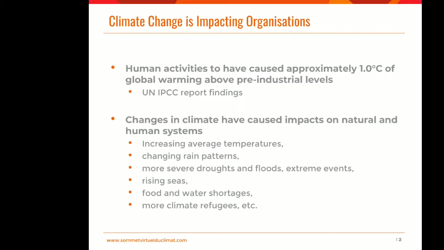And this has led to not only increases in average temperatures, but also changes in rain patterns, an evolution in the severity and the frequency of droughts and floods and other extreme events. Sea level is rising, and this leads to food and water shortages in many areas, and also a phenomenon which is on the increase is climate refugees moving from one country to another. So all these impacts are already happening in various parts of the world, and they're going to increase.